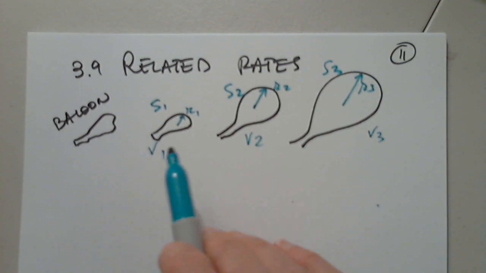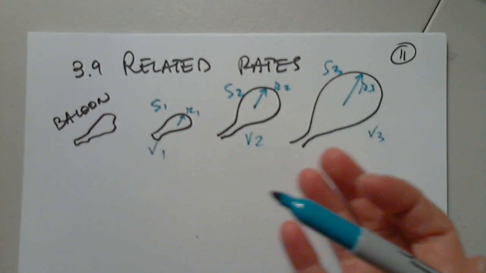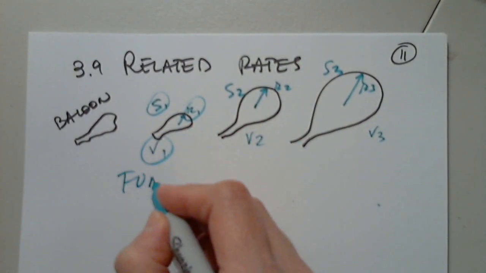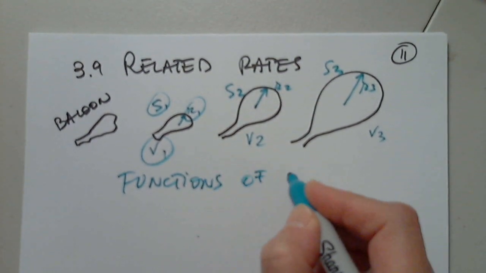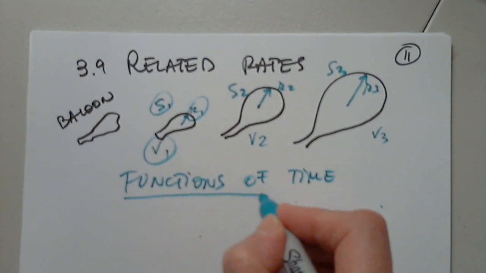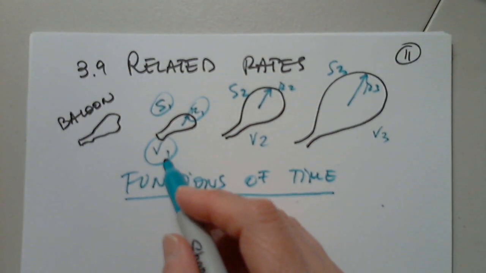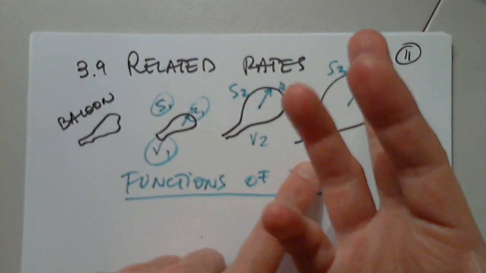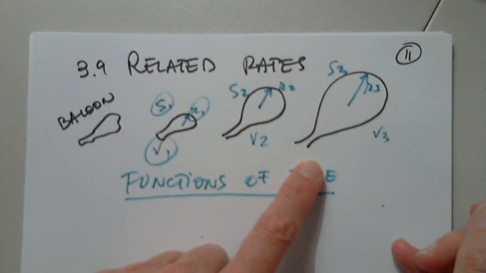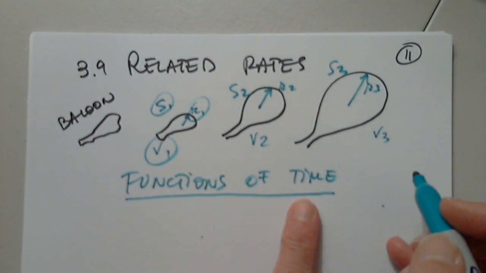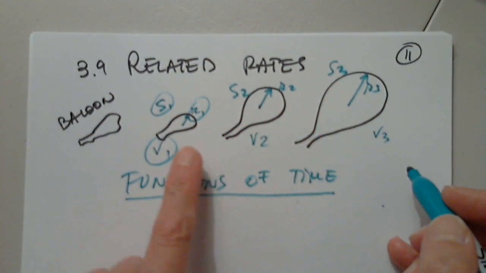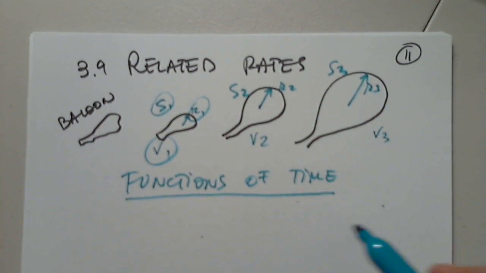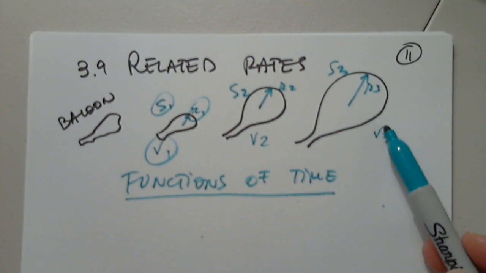So, as you see, something happens here. All these become functions of time. They're all functions of time. Because at time t1, I get this volume. At time t2, I get this volume. At time t3, I get this volume, and so on and so forth. So the volume depends on time. The surface area depends on time. The radius depends on time. The more I pump air into the balloon, the bigger the radius, the bigger the surface area, and the bigger the volume.